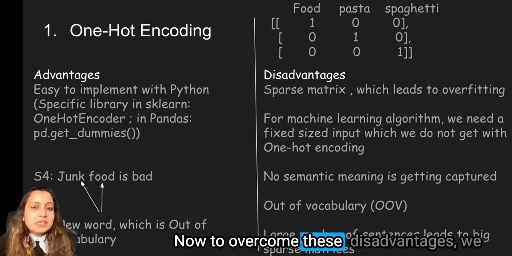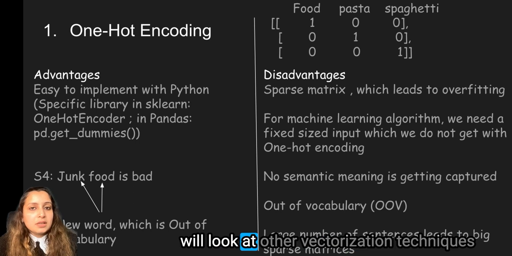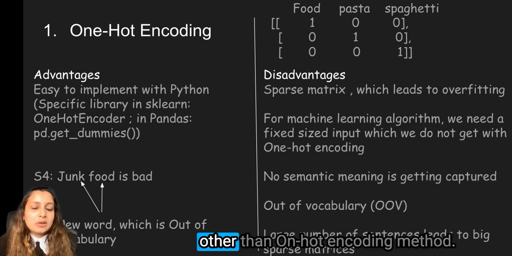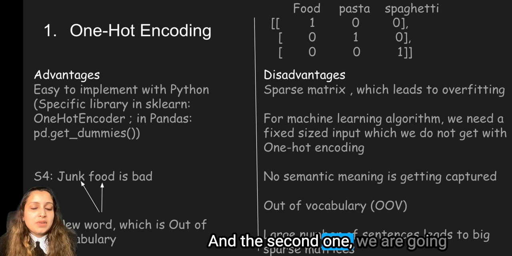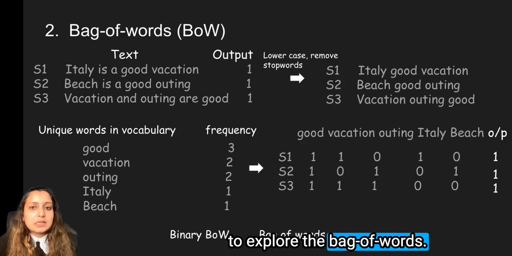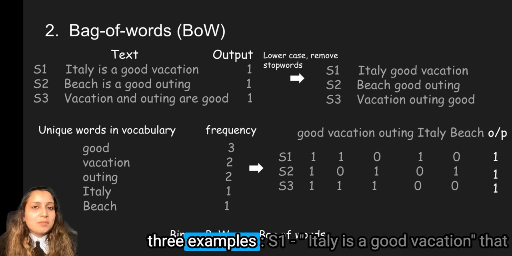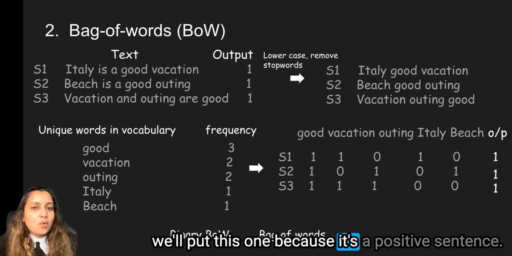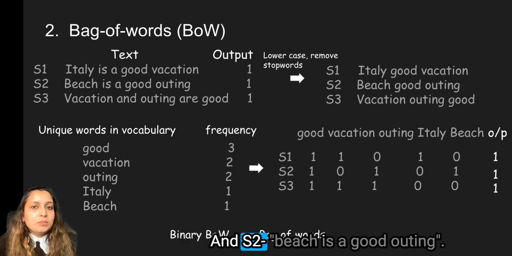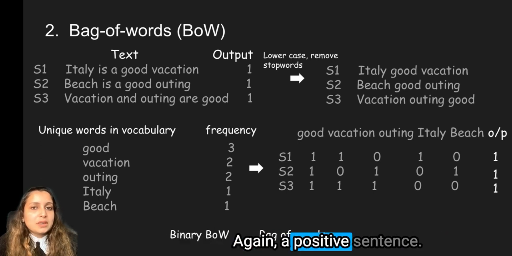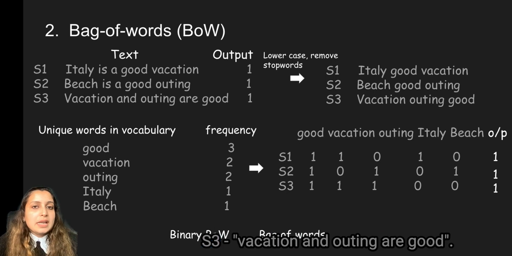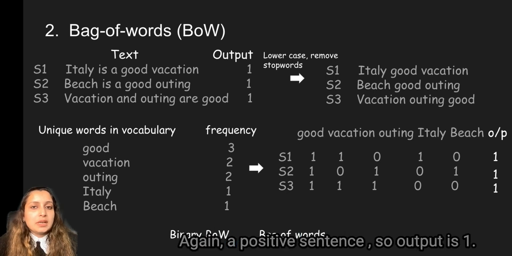Now, to overcome these disadvantages, we will look at other vectorization techniques, other encoding methods, and the second one we are going to explore is bag of words. For this bag of words technique, we will lead with 3 examples. S1, Italy is a good vacation. The output is 1 because it's a positive sentence. S2, beach is a good outing. Again, a positive sentence. The output is 1. S3, vacation and outing are good. Again, a positive sentence. The output is 1.